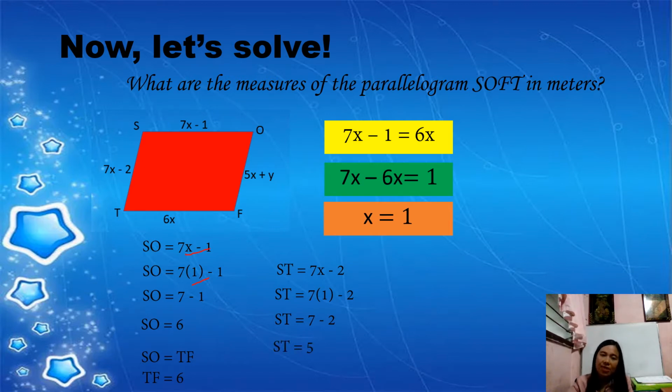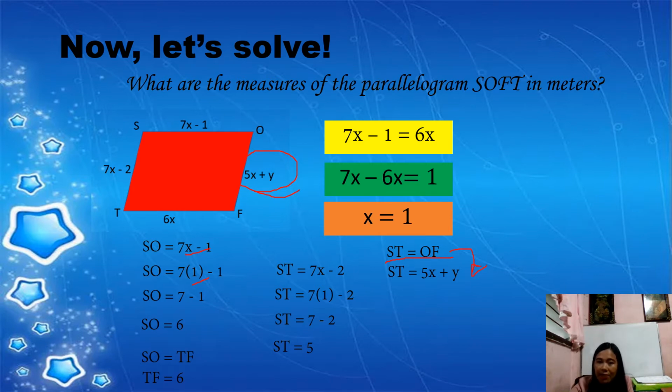Now, take note that OF is equal to ST because they are opposite sides. But then, OF has a given of another variable, which is y. So look at this. You have another variable, which is y. So for us to solve for y, we can make use of this idea, ST equals OF. So by the given for OF, let's substitute. So OF now becomes 5x plus y.